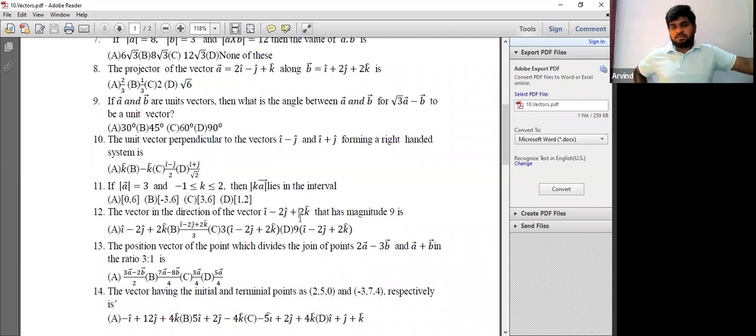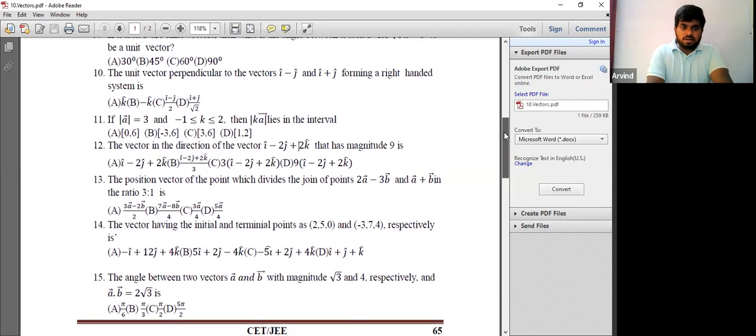magnitude is 3. So for 9 it should be multiplied by 3, that's all. Option C. Same direction means the same vector with magnitude 9, right? The present vector's magnitude is 3. So to get 9 it is 3 times. So it is 3 times i cap minus 2j cap plus 2k cap. The magnitude 3 times 3 gives 9. Okay, so option C will be the correct one.